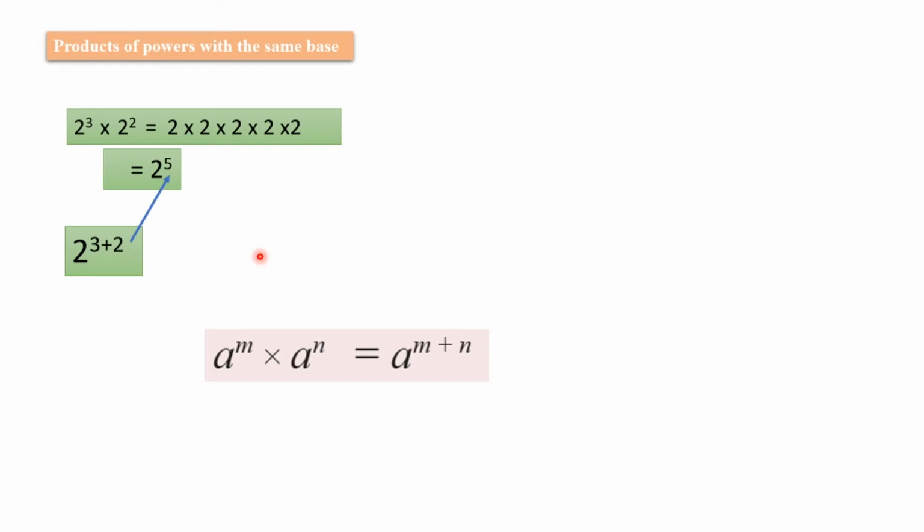This is the formula. The base is a and the index is m. So if you multiply a to the power m and a to the power n, you get a to the power m plus n. You have to add these indices. Keep the same base.